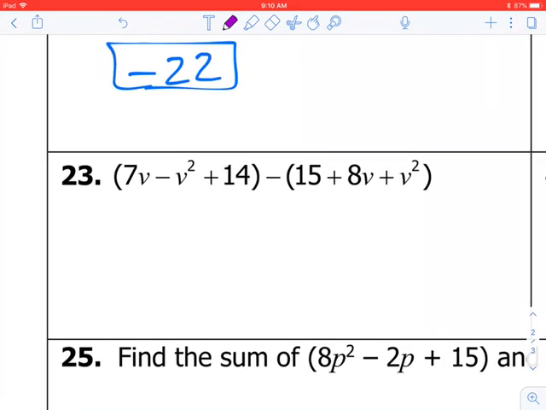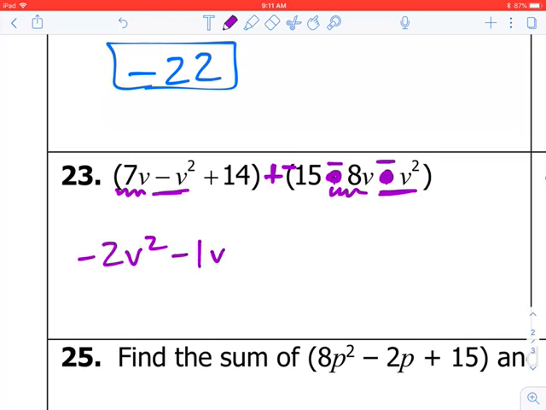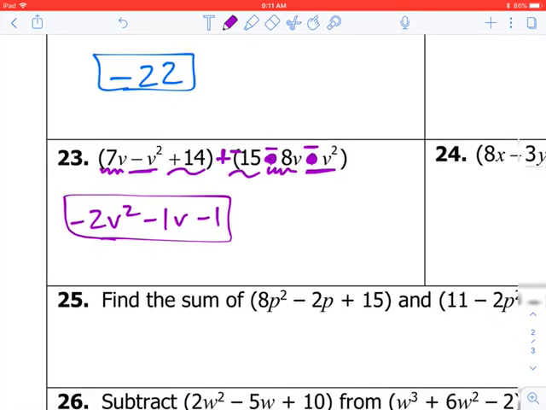So 23, change it to a plus, that's minus 15, minus 8v, minus v squared. Okay, so highest exponent first, that's negative v squared minus v squared is negative 2v squared. 7v minus 8v is negative 1v. And then 14 minus 15 is negative 1. And there's our answer.